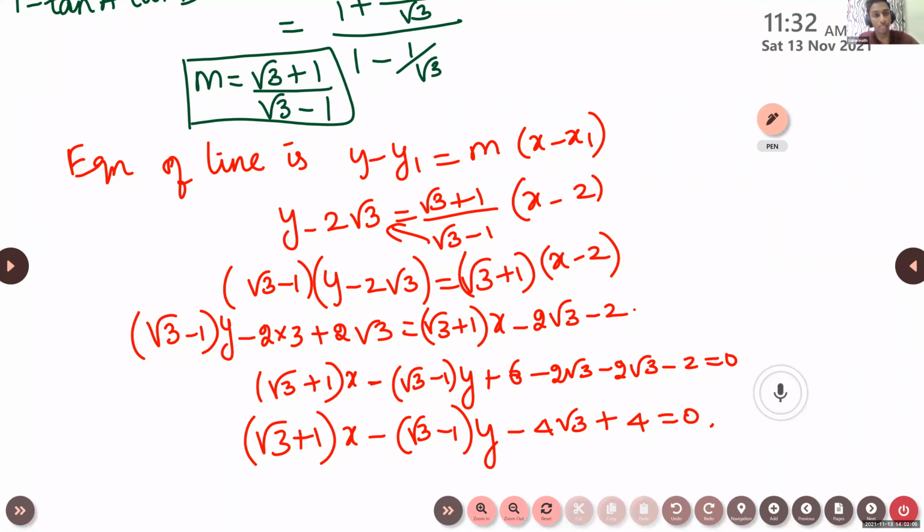Just read out. Root 3 plus 1 x minus root 3 minus 1 y, minus 4 root 3 plus 4 is 0. Up to this only. We can't simplify it further. Okay, we can leave it with this.